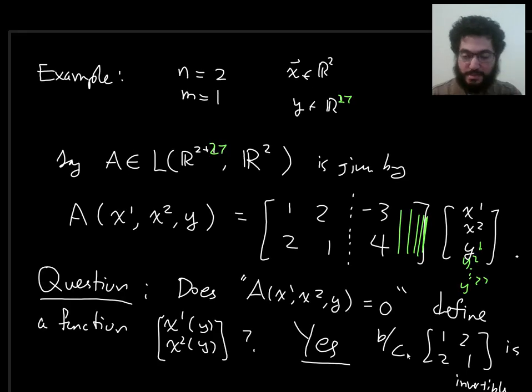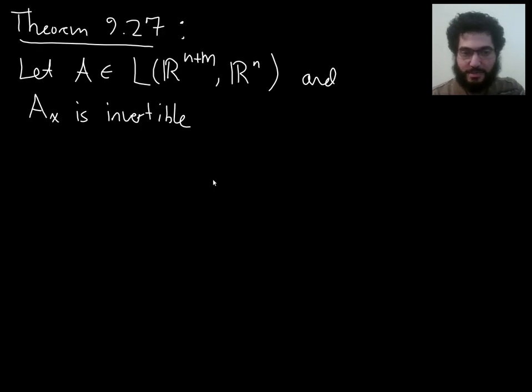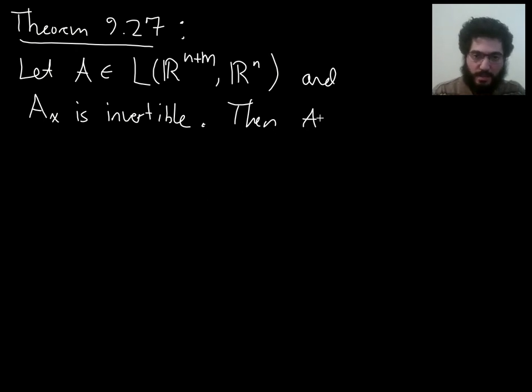So back here I was discussing invertibility of this matrix. Here I'm talking about invertibility of the linear map. Those are different statements, even though they are equivalent. And A sub x is invertible. Then we think that A of x comma y equals 0, this kind of equation.